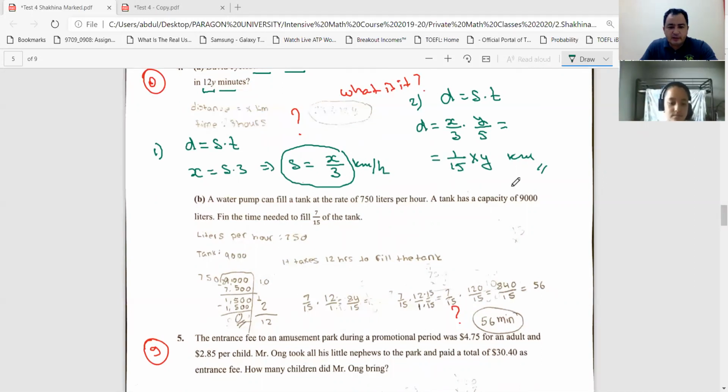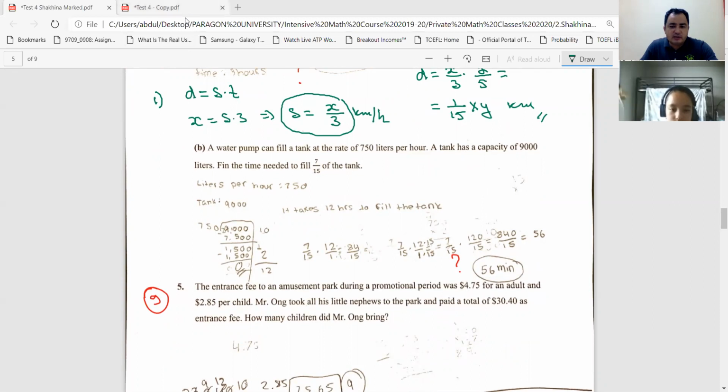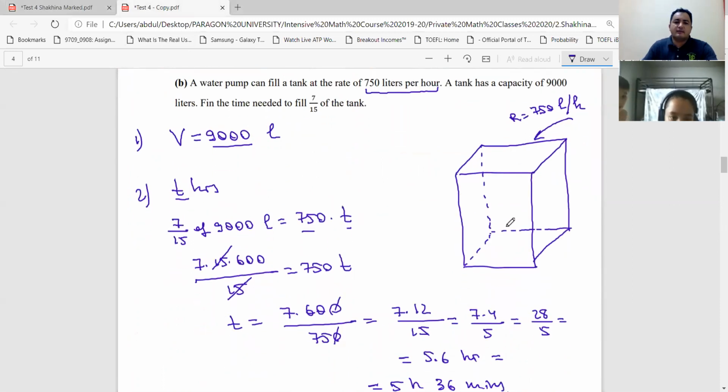Shahina, let's continue. So this question B, did you understand? If I close the solution, can you solve it? I'm not sure. Maybe if I work on it a bit more, but I understood some parts, not all. Okay. If we work on it more, we can solve it one more time if you want. You see the question here: a water pump can fill a tank at the rate of 750 liters per hour. Stop. Now just stop and try to understand what's going on here.